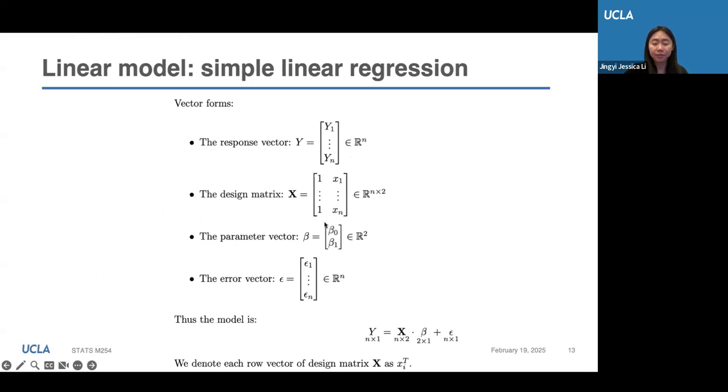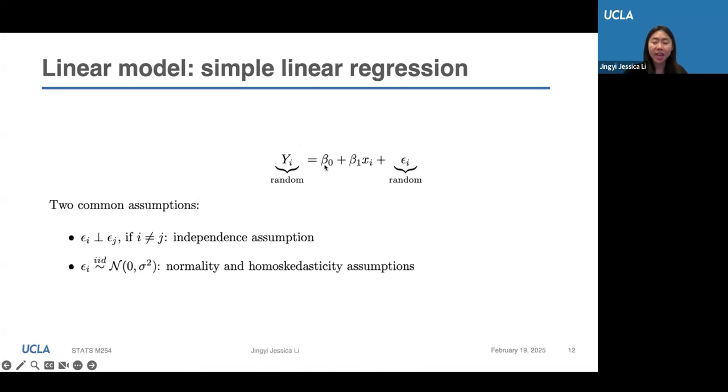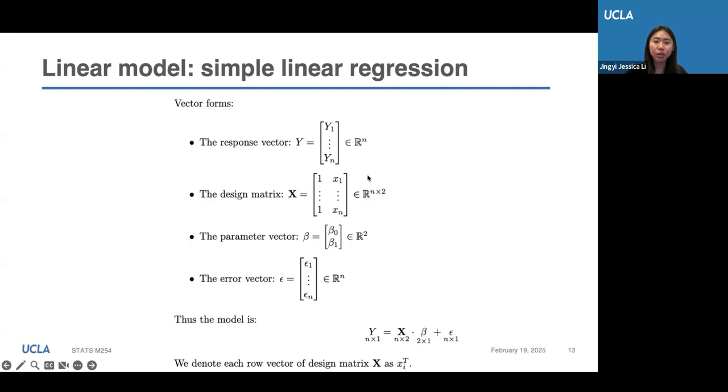If we want to use a matrix form, what we can do is stack the intercept and this single predictor into one so-called design matrix.